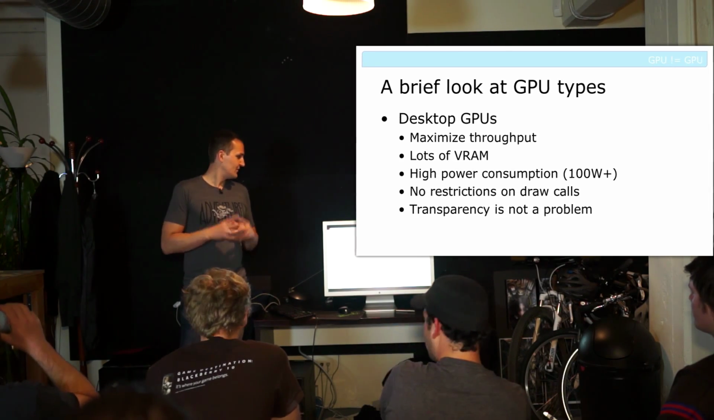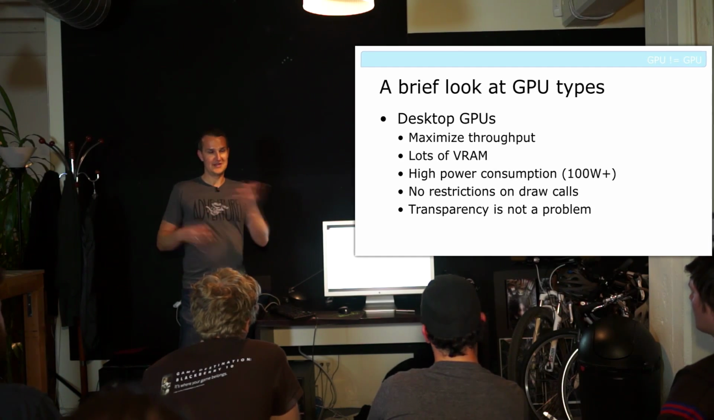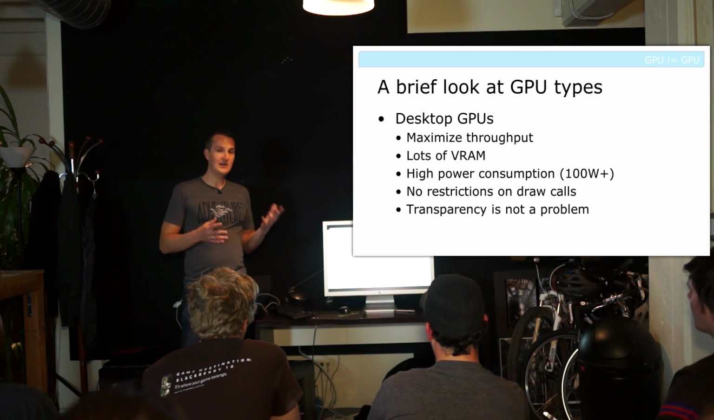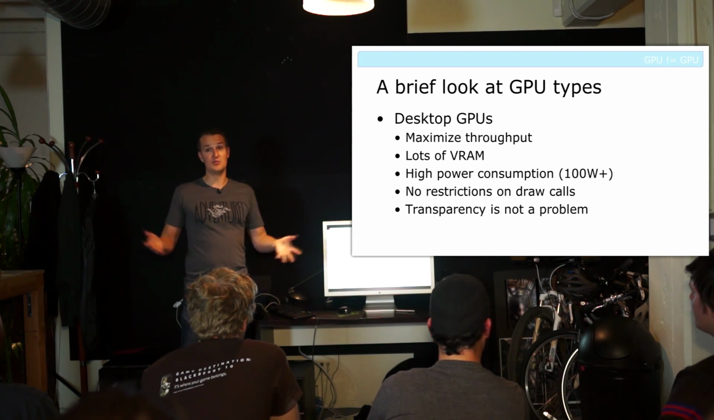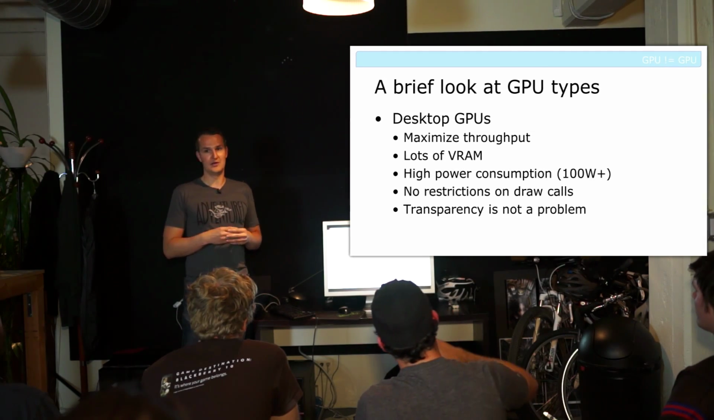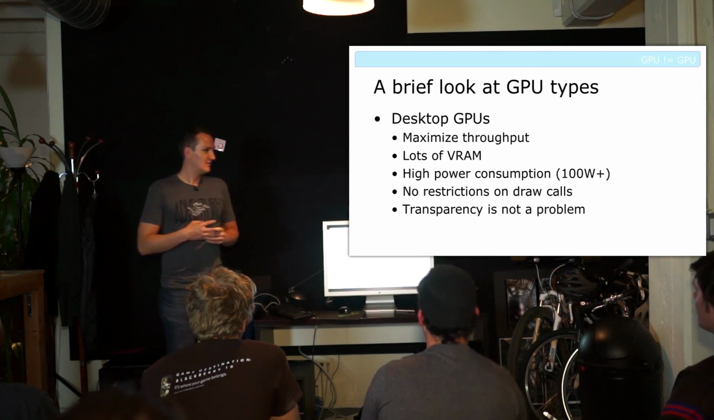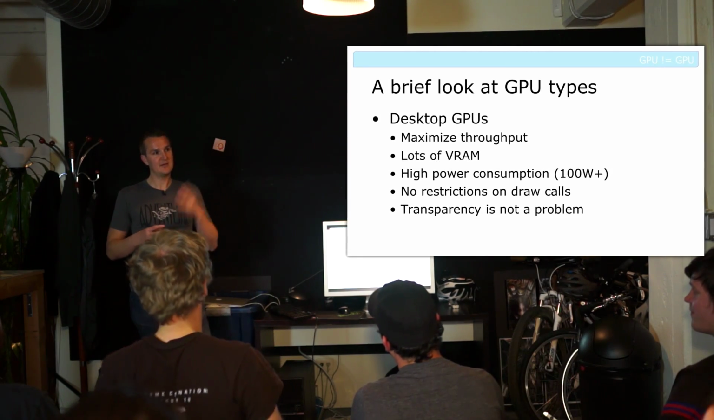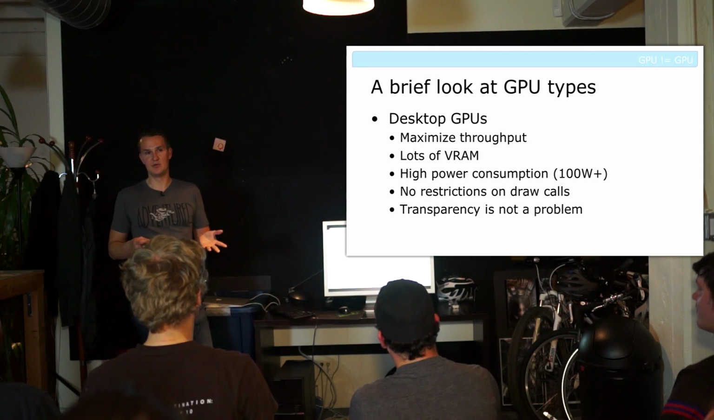So desktop GPUs, we all know, you know, Natural Selection 2 works great on PC. And desktop GPUs are really designed for maximizing throughput, so pushing through vertices and making as many pixels as possible per second. And very often connected to that, you have lots of memory available, like 512 megabytes, a gigabyte of VRAM is pretty common.